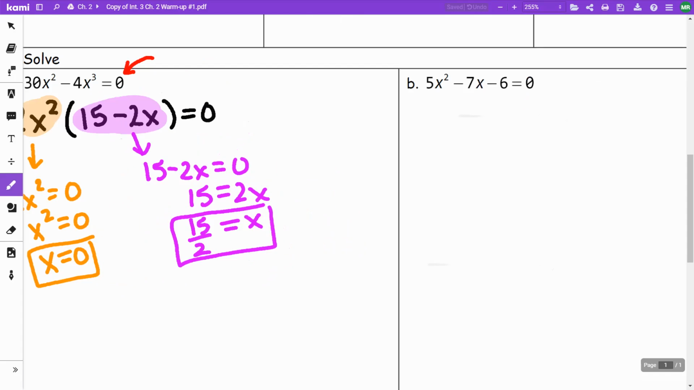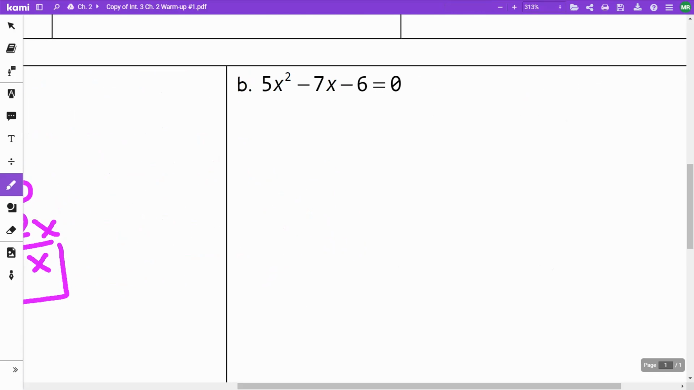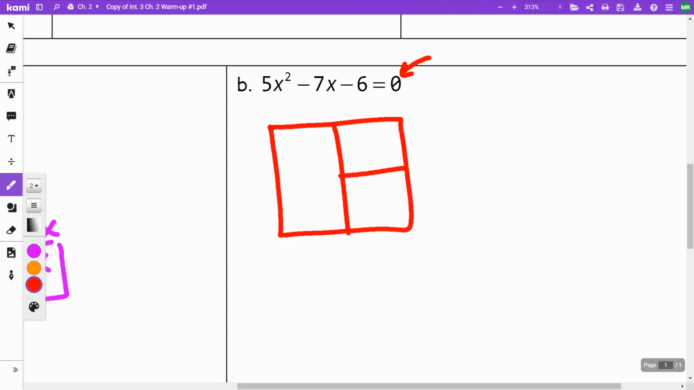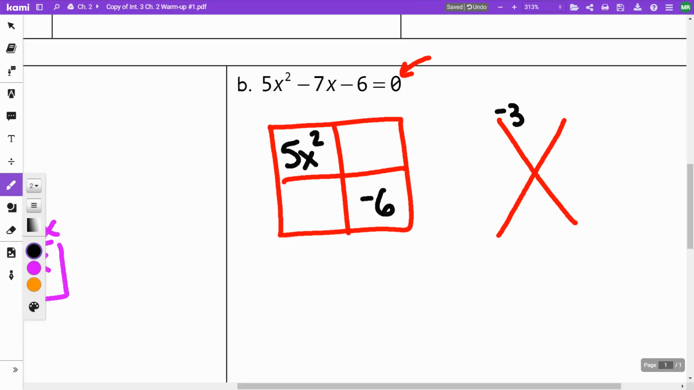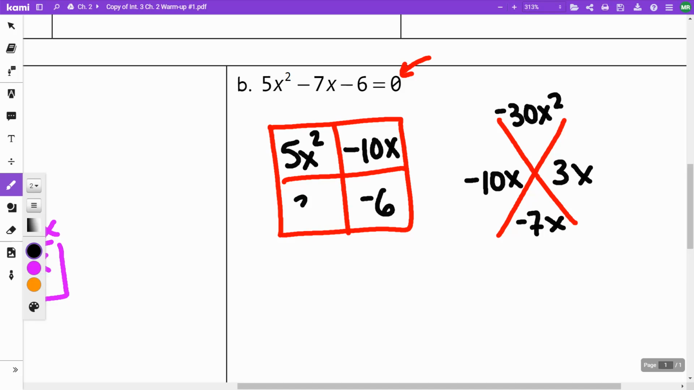On B. So again, this is equal to 0. And I'm going to see if this is factorable. So let's see if I can do a box to diamond and factor. Let's see, 5x squared and a negative 6. That's going to be a negative 30x squared. And can I have something multiplied to a negative 30x squared and add to that negative 7x? And I'm thinking negative 10x and positive 3x.